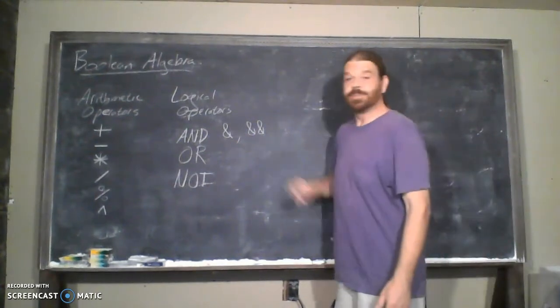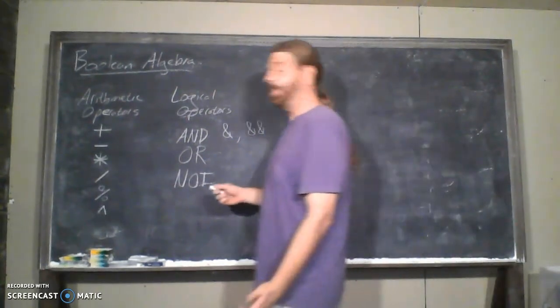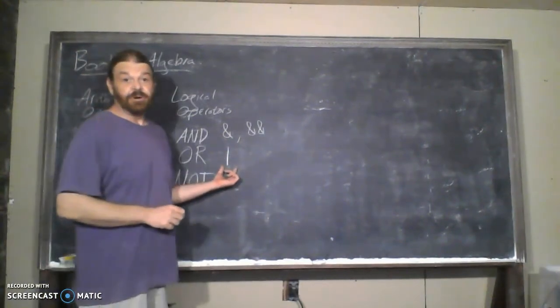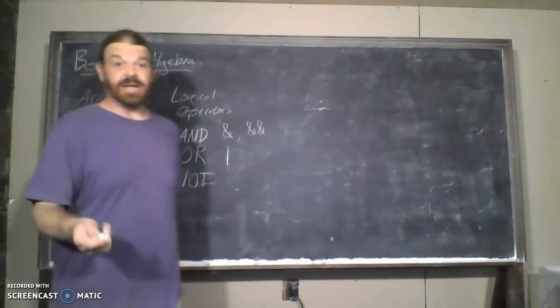So that's our typical symbols for that. An OR is the pipe symbol. You may not have known the name of it, the vertical bar. It's right above the enter key.